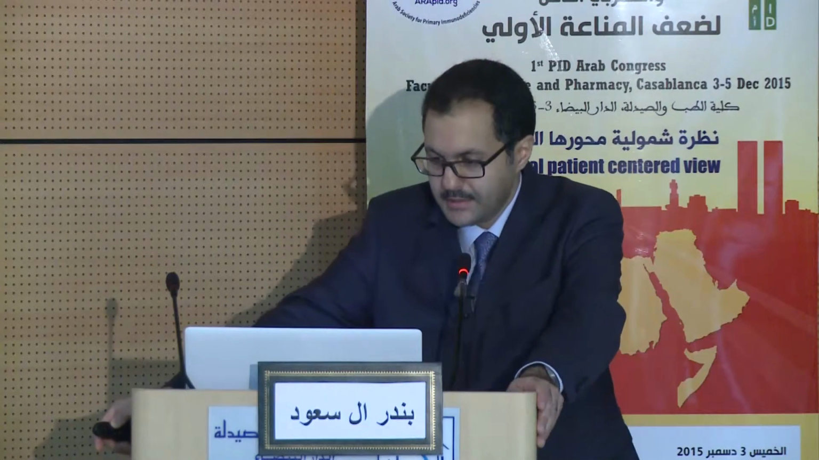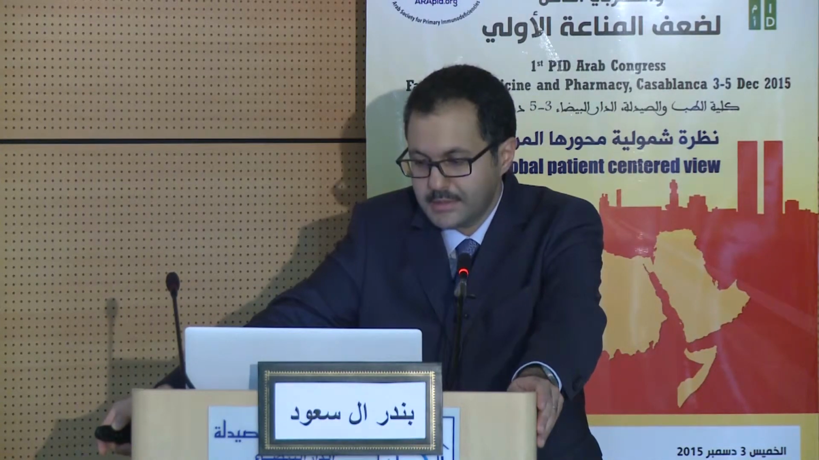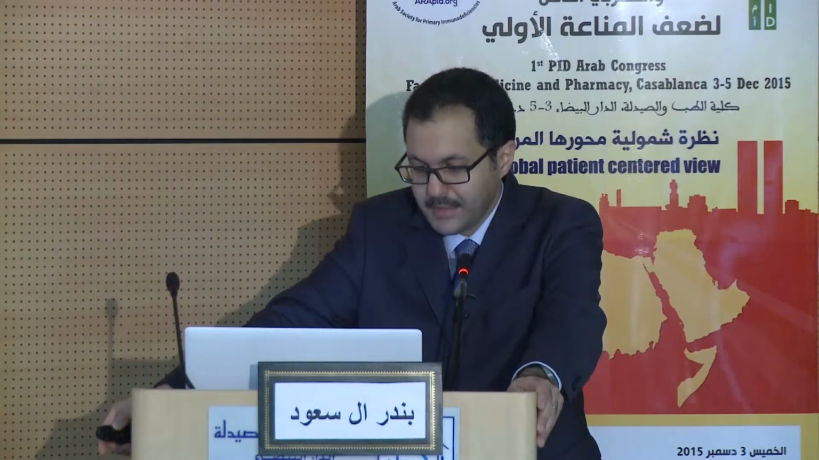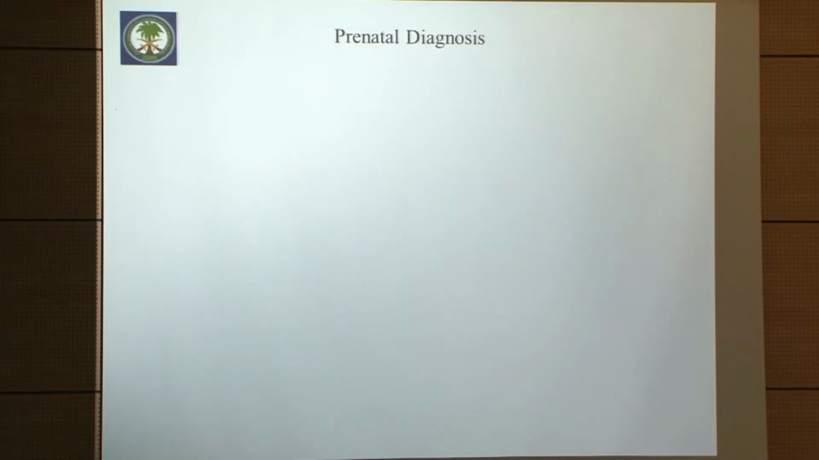This is a patient with SCID, RAG1, a family history of severely affected children, and status post stem cell transplant. Genetic counseling was done for the family, and preimplantation genetic diagnosis was performed, and they had a normal child. So genetic testing helped in preventing newborn affected individuals.